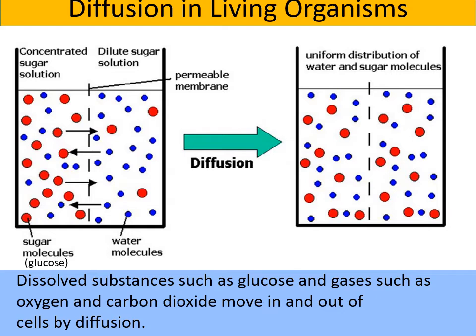This will keep on going until we end up with the picture on the right-hand side, where we say that the distribution of water and sugar molecules is uniform, or evenly distributed, so the same number of sugar molecules are on the left as on the right-hand side. The diffusion will keep on happening until the sugar molecules are the same on both sides. Dissolved substances such as glucose, and gases such as oxygen and carbon dioxide, move in and out of cells by diffusion.